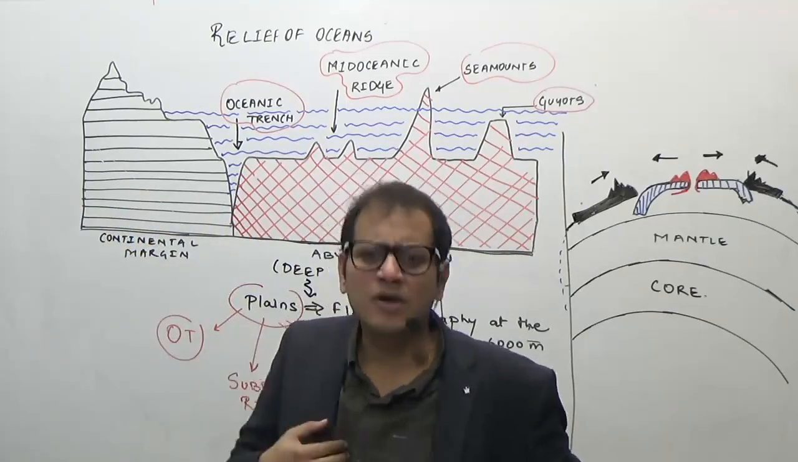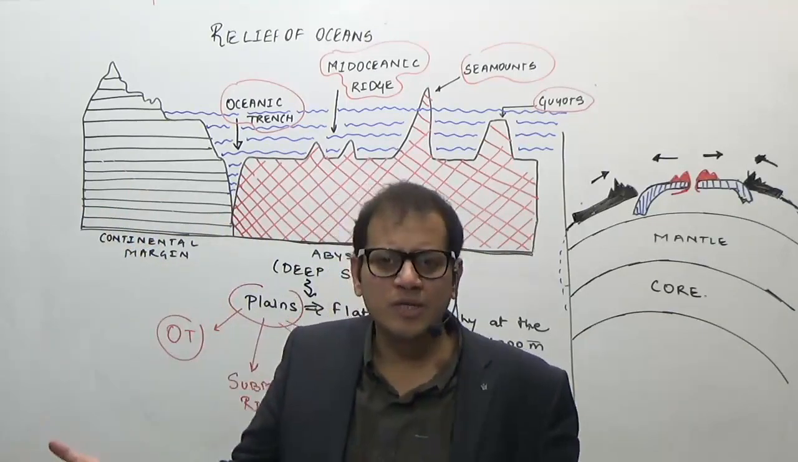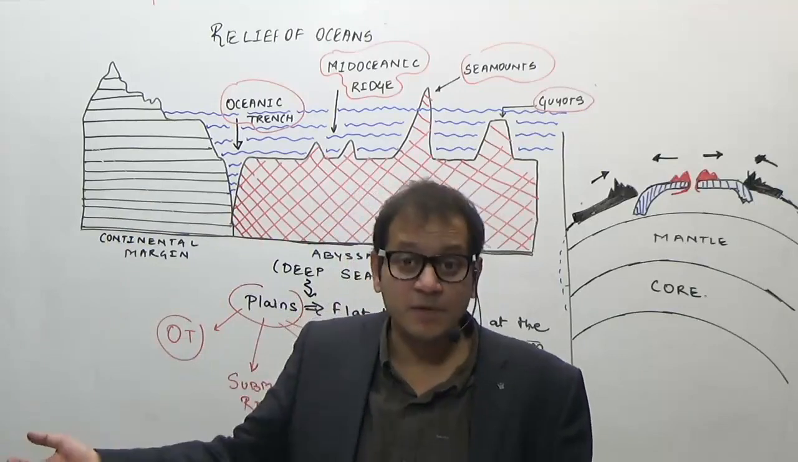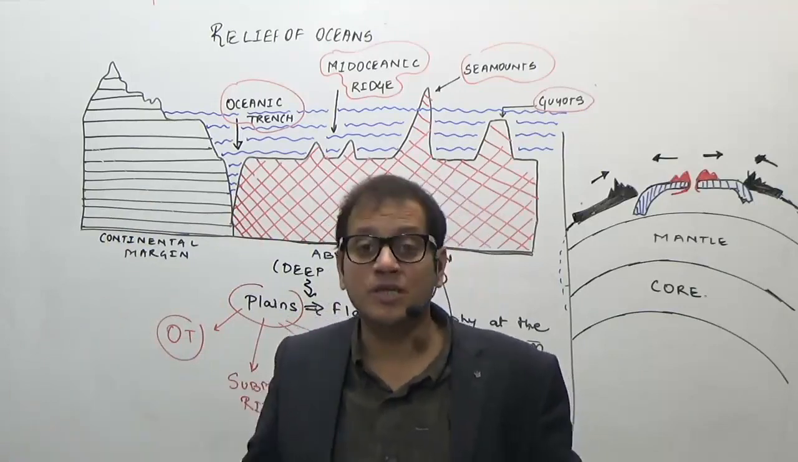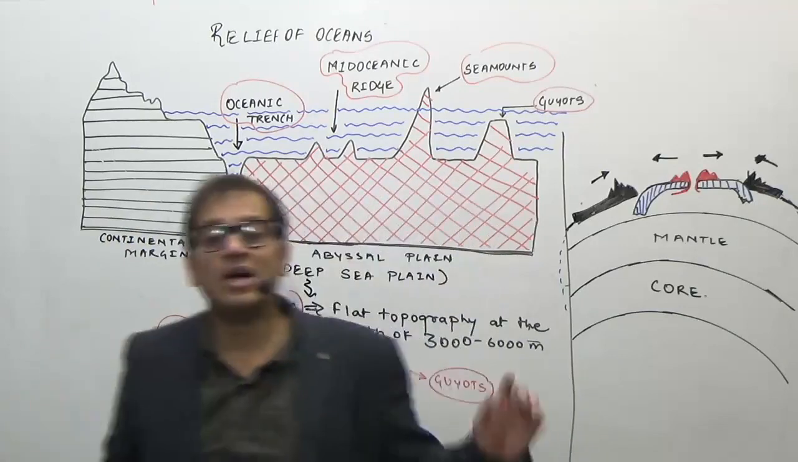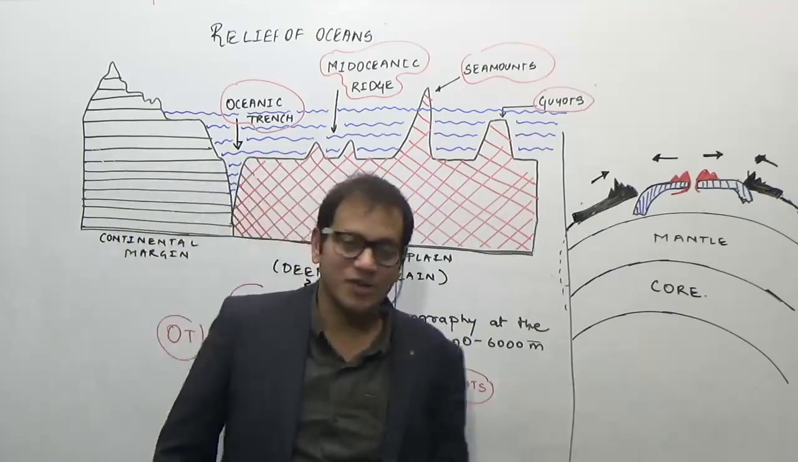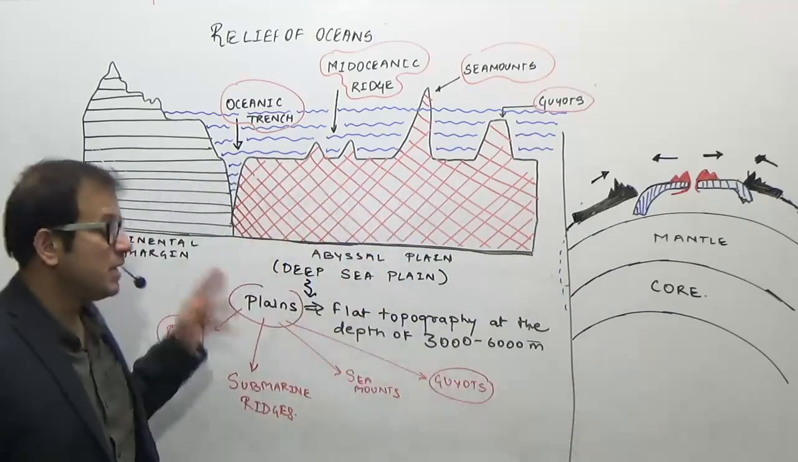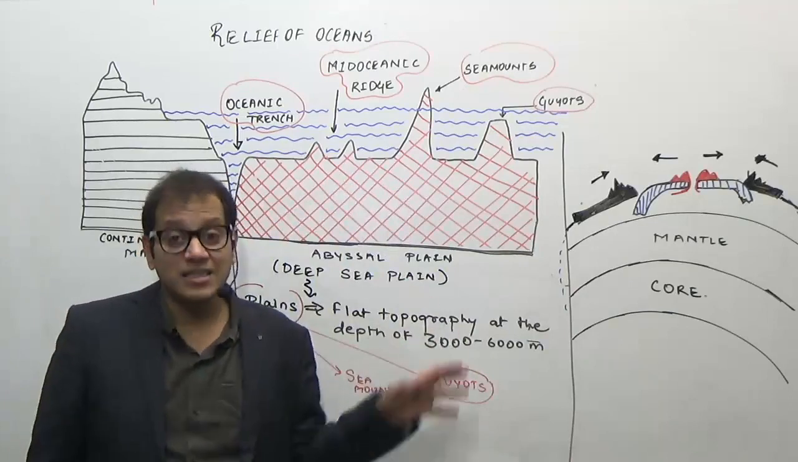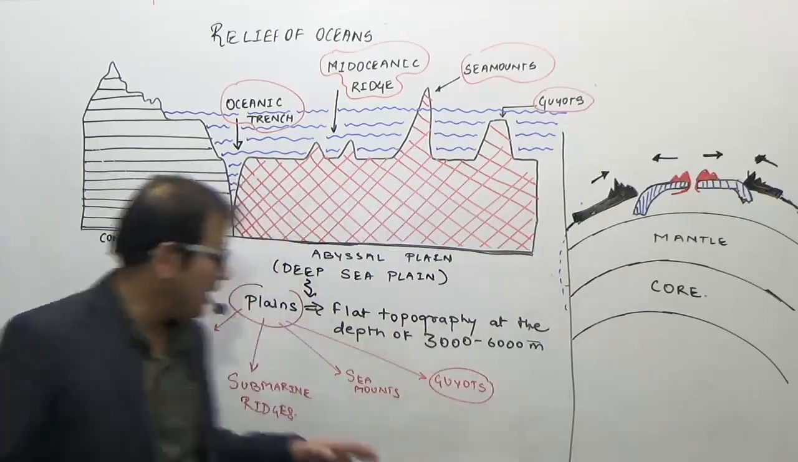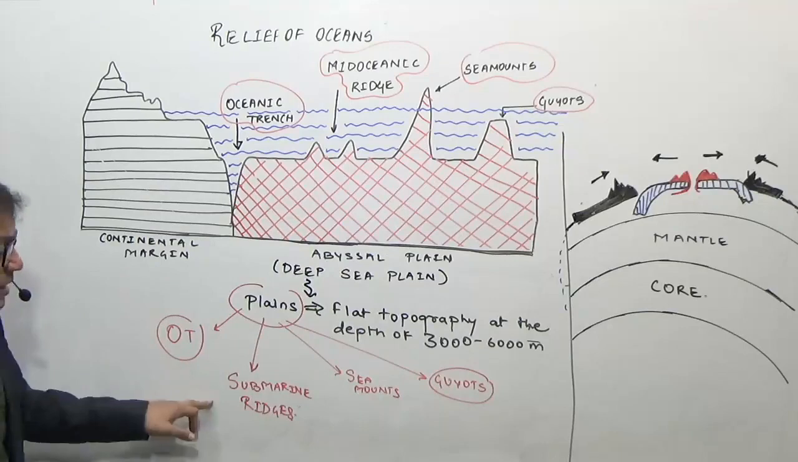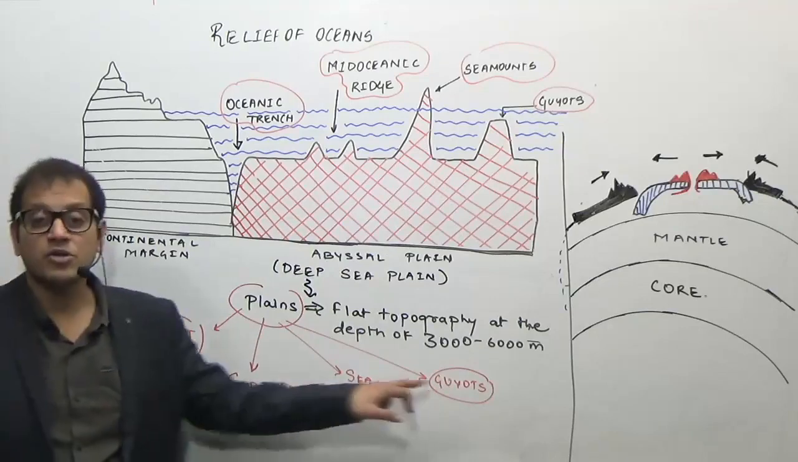Obviously, because continents cannot go more into the sea. The sea territory will be open. Ocean will be ocean territory, ocean rocks, while on the continents it will be continental rocks. So the deep sea plains constitute the larger area of ocean topography. It is divided into oceanic trenches, submarine ridges, sea mounts, or guyots.